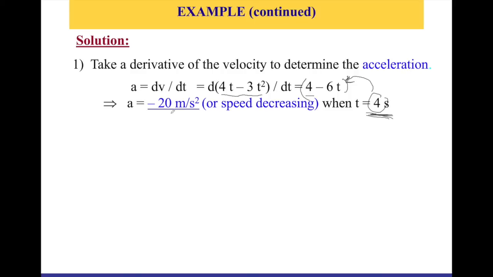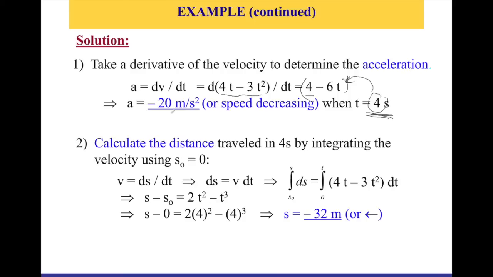For the second part of the problem, which is the position, we'd like to calculate the distance traveled in 4 seconds. We do integration of the velocity, and assuming that the position at time equals 0 is 0, and that's from the question itself. So here's what I want to draw your attention to.